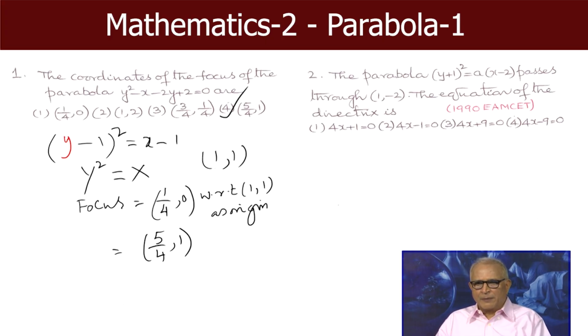Because the parabola (y plus 1) whole square equal to a into (x minus 2) passes through the point (1, -2), by replacing y by -2, (-2 plus 1) whole square is 1, a times (1 minus 2), which is 1 equal to a times (-1), implies a equal to -1.